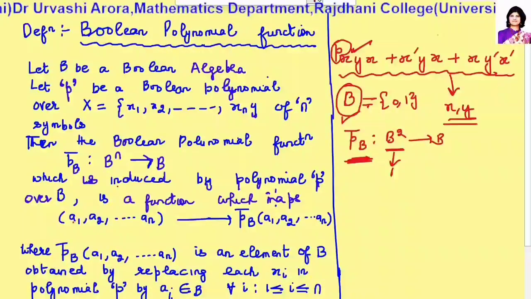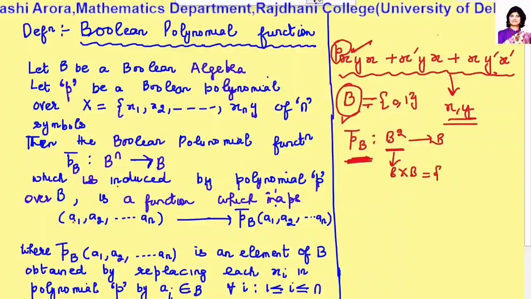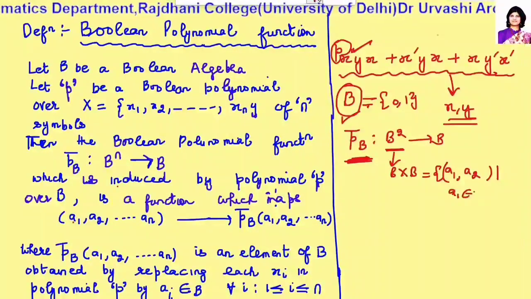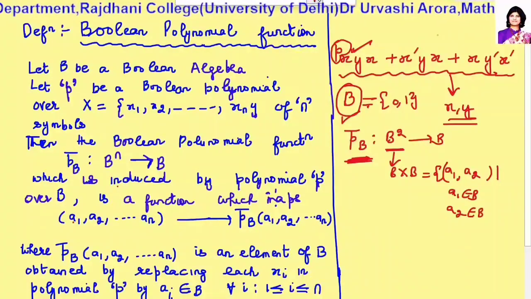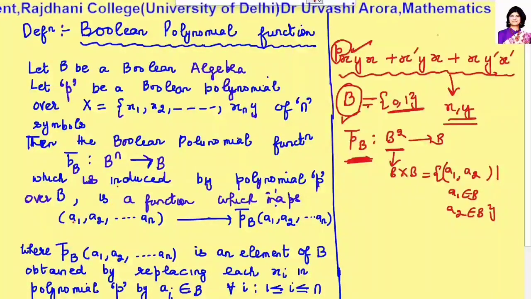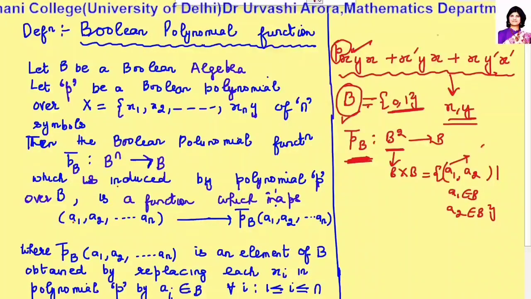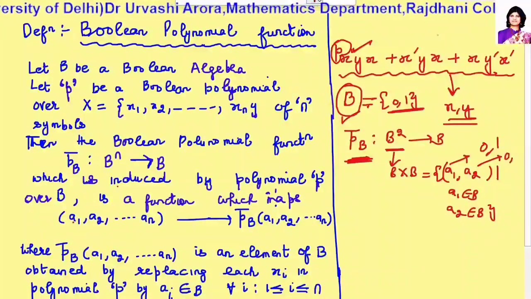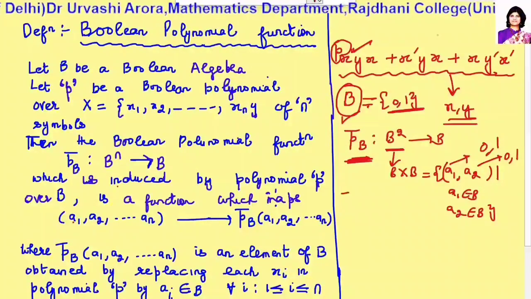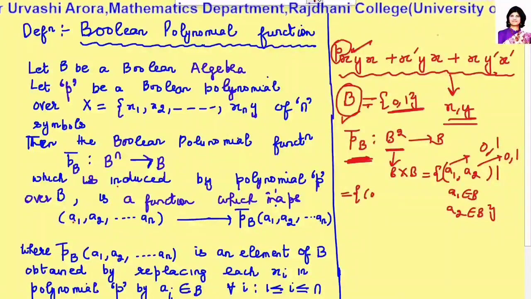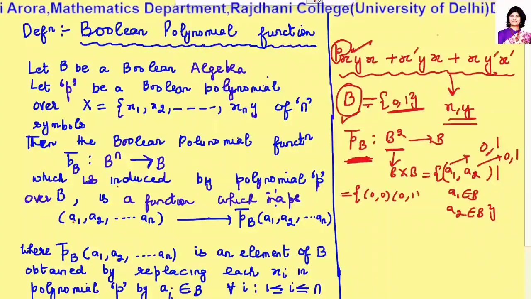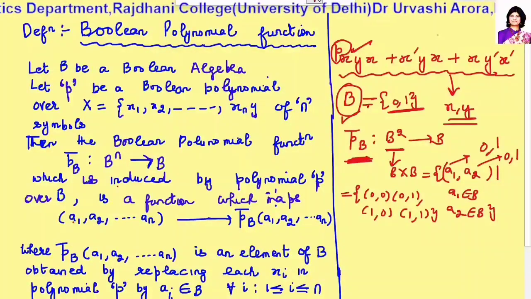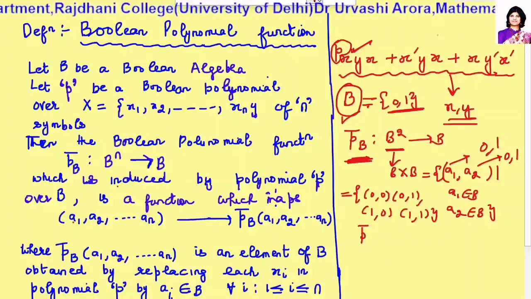And B square, which is the Cartesian product of B with itself, consisted of all ordered pairs of the type A1, A2, where the first component A1 comes from B and the second component A2 comes from B, where capital B is a Boolean algebra consisting of 0 and 1. This means that the first component has the possibility of taking value 0 or 1, and A2 also has the possibility of taking value 0 or 1, which means that there are four possible ordered pairs which we had seen, 0 0, 0 1, 1 0 and 1 1, which were present in B square, and corresponding to each ordered pair we had obtained a value for the Boolean polynomial function.